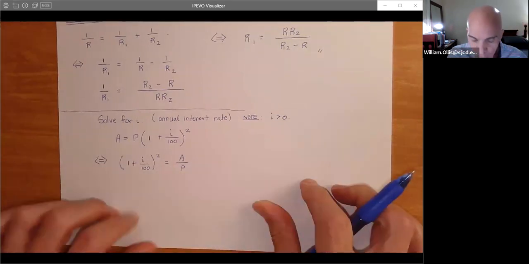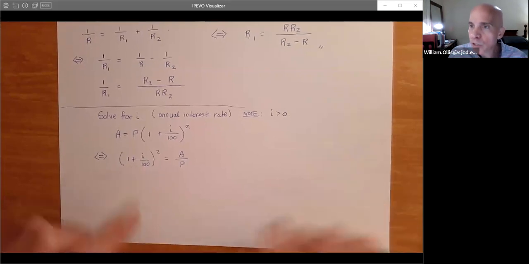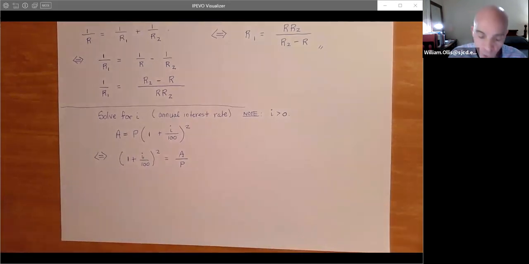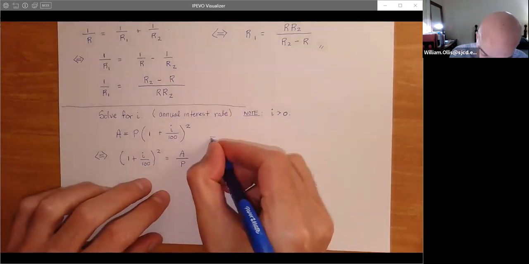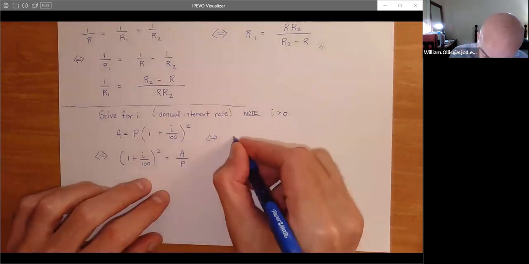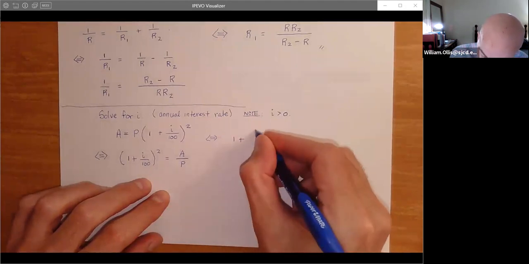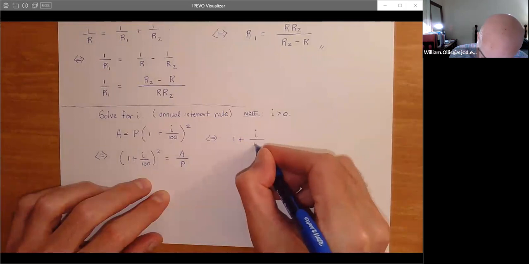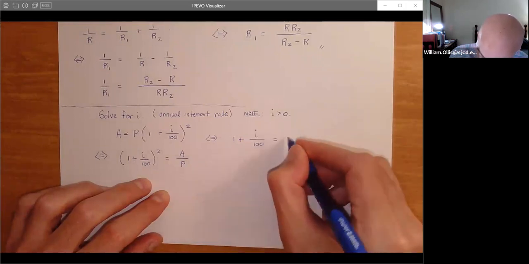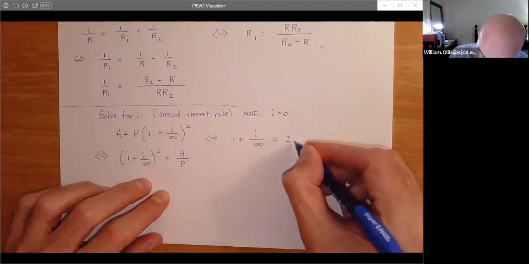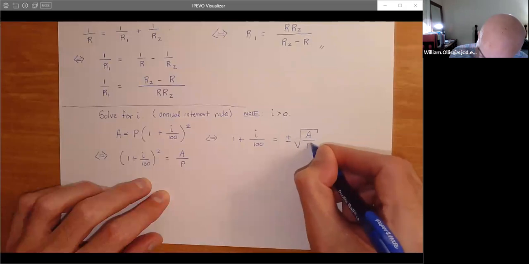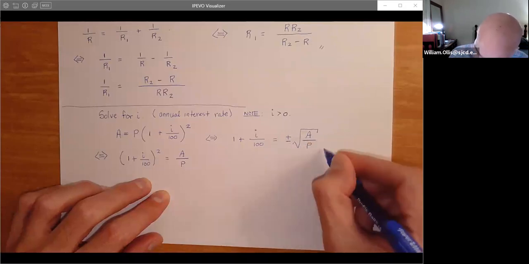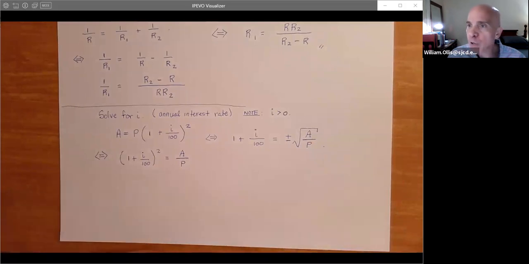And I thought this would be good because now we have what we talked about yesterday and what you talked about in your college algebra class, the square root property. So we have something squared equals a real number. So now by the square root property, we have 1 plus i divided by 100 will now equal plus or minus the square root of A over P. Again, that's the statement of the theorem, the square root property, and very useful to us.